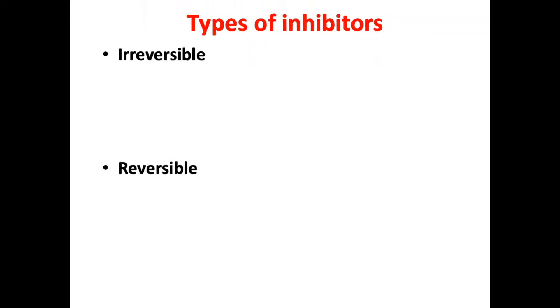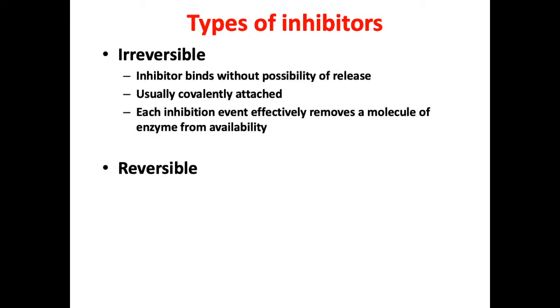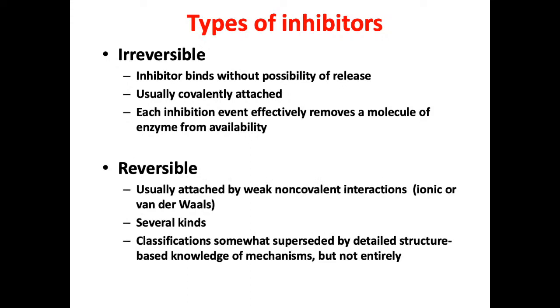So there are two types of inhibitors, irreversible and reversible. The irreversible ones bind without possibility of release, usually covalently attached, and each inhibition event effectively removes a molecule of enzyme from availability. And the reversible ones are attached by weak non-covalent interactions. They are of several kinds, and the classification has been somewhat superseded by detailed structure-based knowledge of mechanisms, but not entirely.